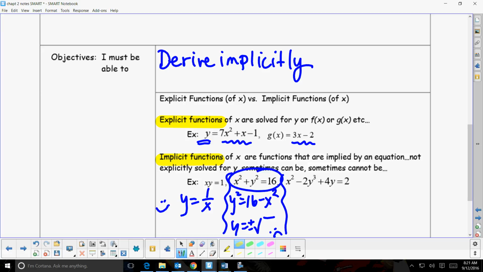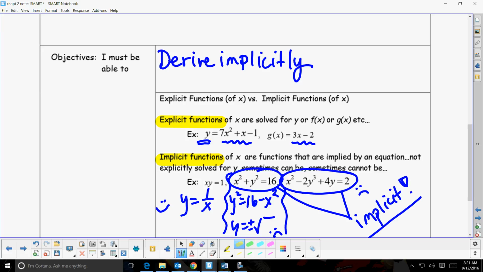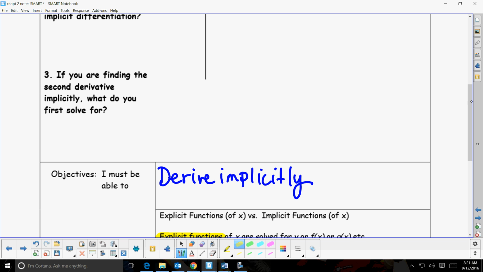Okay? Implicitly. On this guy, could I even solve for y and get it in terms of x? No. I mean, I could move over an x squared, I could try to factor out a y, but I'm still going to have y on the other side. So again, I cannot get that guy explicitly. I'm going to have to do these two explicitly. So these guys are going to be implicit. Okay? We're going to have to leave them. That's what we're going to see how to do today.